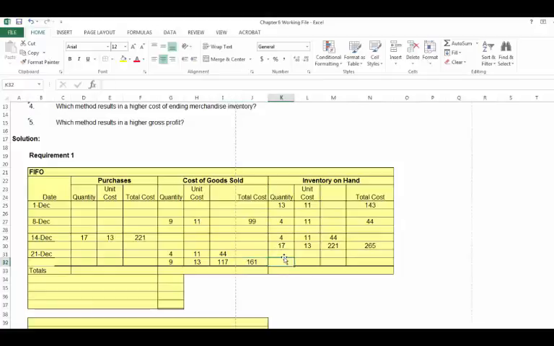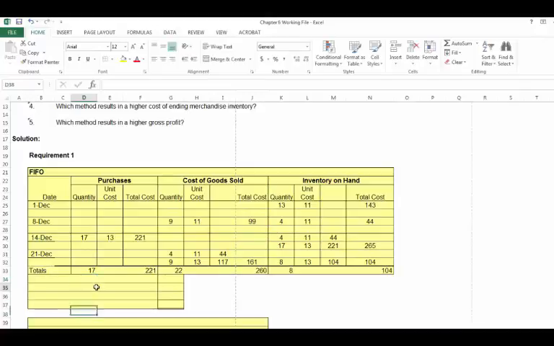So that leaves me 8 units on hand that cost $13. 8 times 13 is $104. Okay, so I've got 8 units on hand at a cost of $104. I bought 17 units for $221. And I still sold 22 units, and it cost me a total of $161 plus 99, a total of $260.